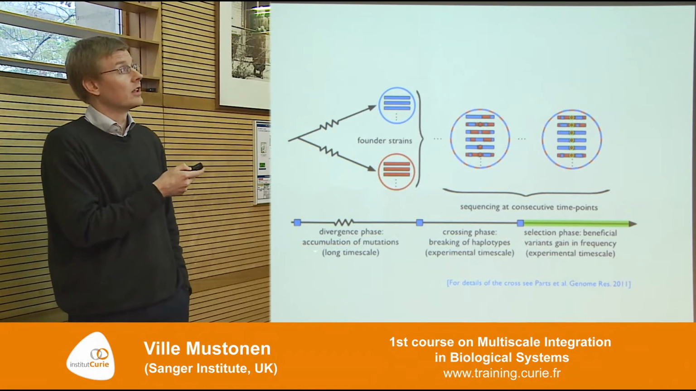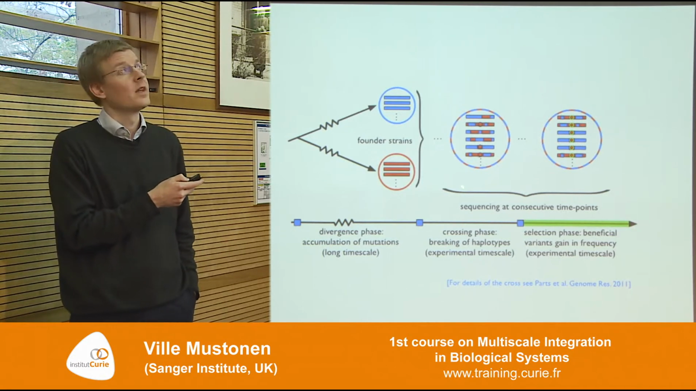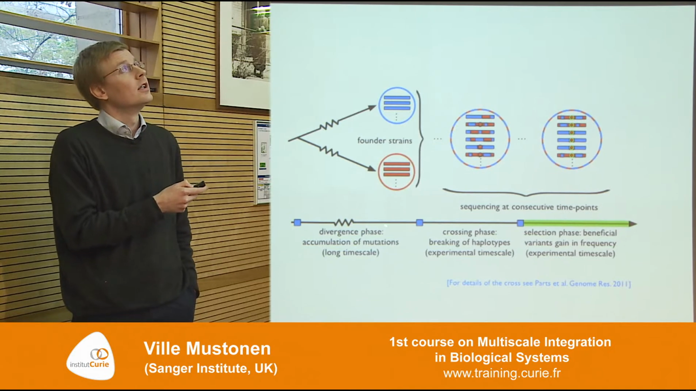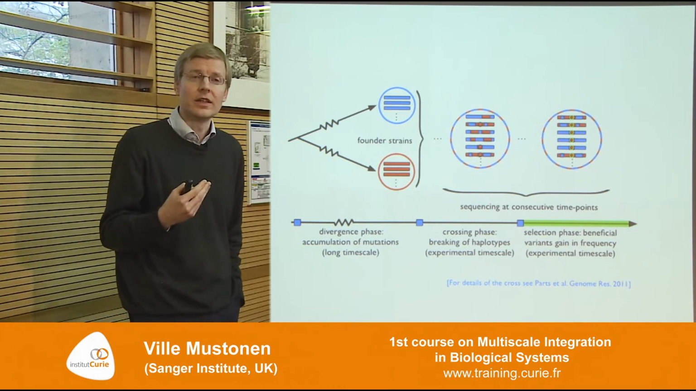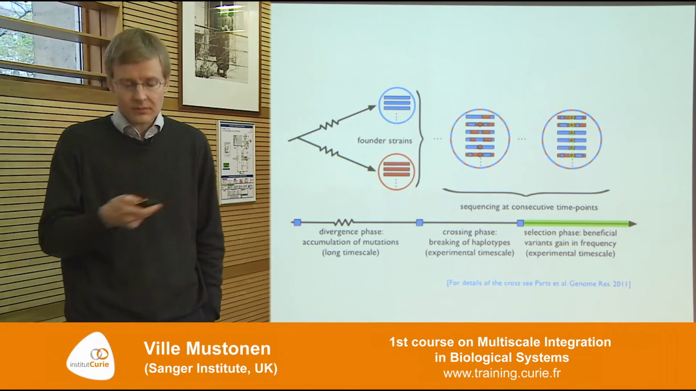And that's a long time scale of accumulation of mutations. So this is something you can't really do in a lab. But you are banking here on the natural variation. So those mutations have been created in the wild. So Gianni can take these strains and he can make them mate. He can cross them, and he can cross them for several generations.